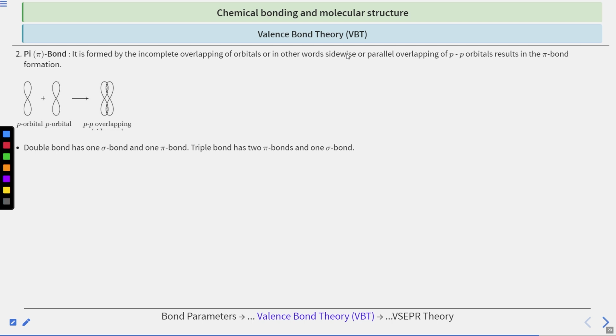Valence bond theory, pi bond. The second type of bond is the pi bond. It is formed by the incomplete overlapping of orbitals, or in other words, sidewise or parallel overlapping of p orbitals results in pi bond formation. You can see that p orbital plus p orbital will give you p-p overlapping. A double bond has one sigma bond and one pi bond, and a triple bond has two pi bonds and one sigma bond. This is a point to remember.